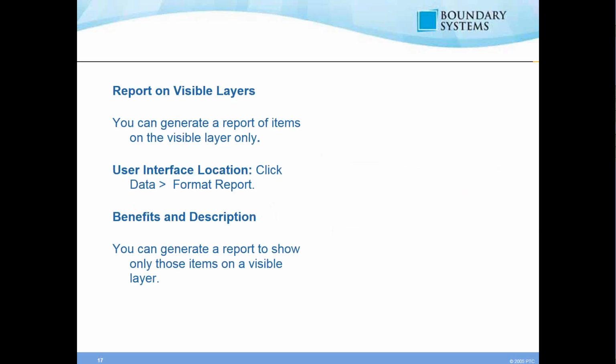Okay, another nice feature that has been updated is reports on visible layers. You can generate a report of items on a visible layer only. So that's nice. The location for that is in the Data tab and then Format Report. Of course, the benefit here is you could generate a report to show only those items on a visible layer. So if you have complicated schematics with multiple layers, then you can select individual layers for your reports to be created.